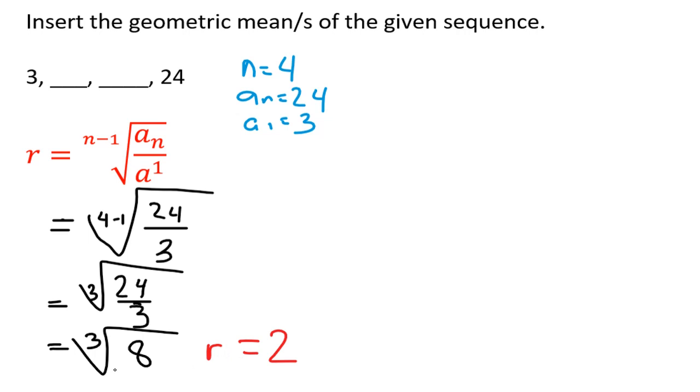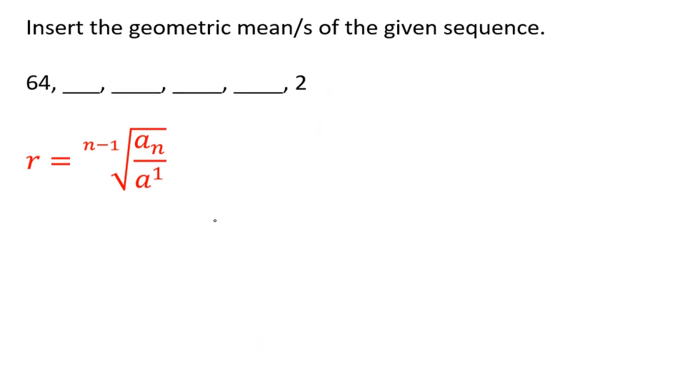Paano nakuha yung 2? So, 2 times 2, 4. 4 times 2, 8. So, ang common ratio natin ay 2. So, ang gagawin natin, yung 2, i-multiply natin sa first term. First term is 3. 2 times 3 yan ay 6. Tapos yung susunod, 6 times 2, yan ay 12. So, ang geometric means niya ay 6 at 12.